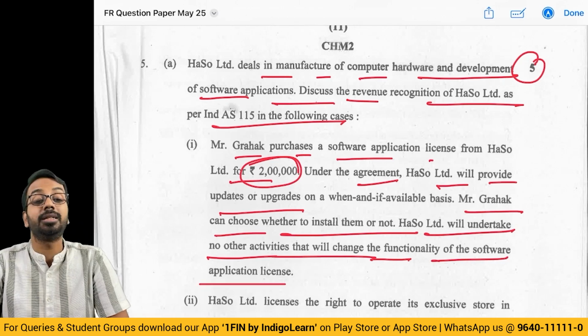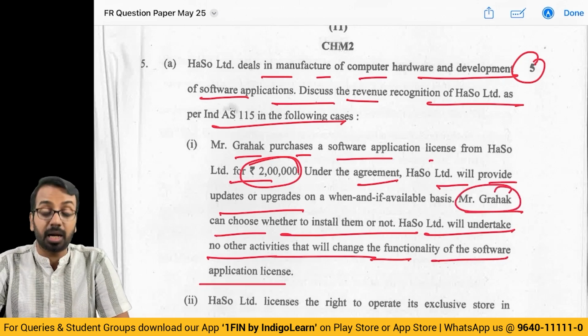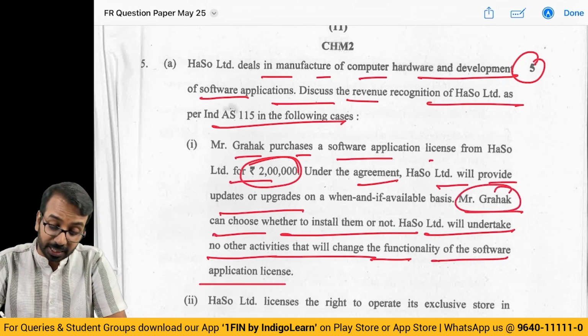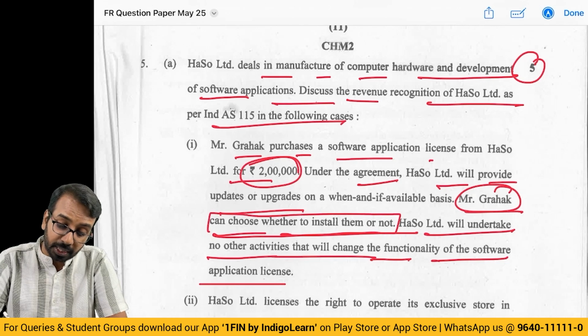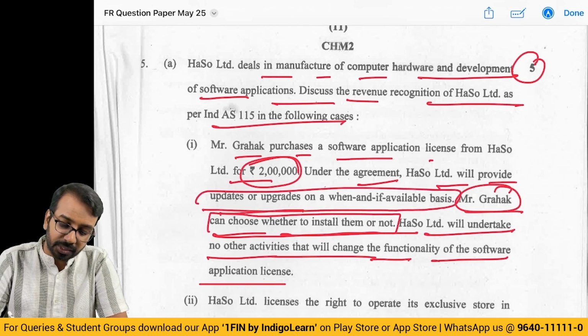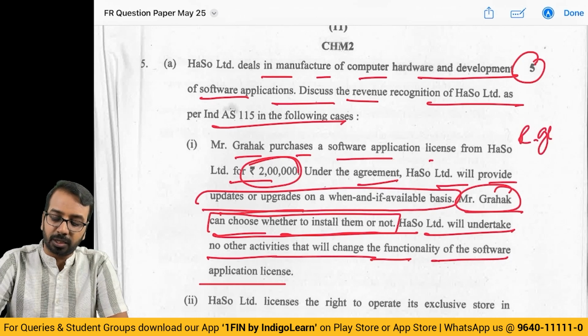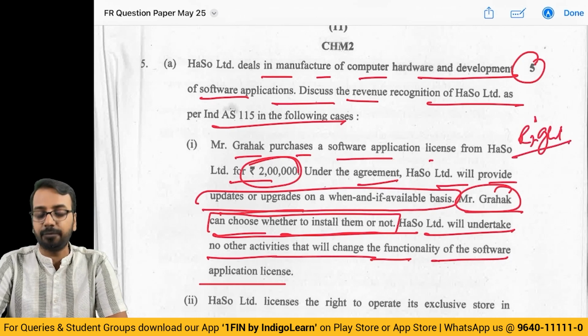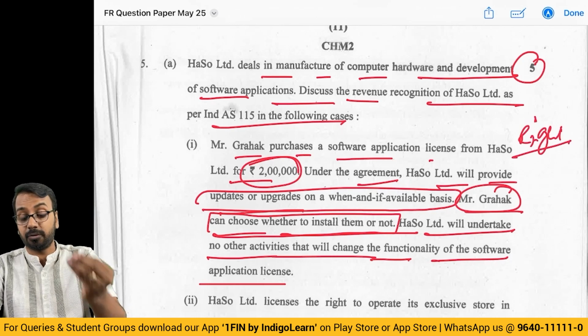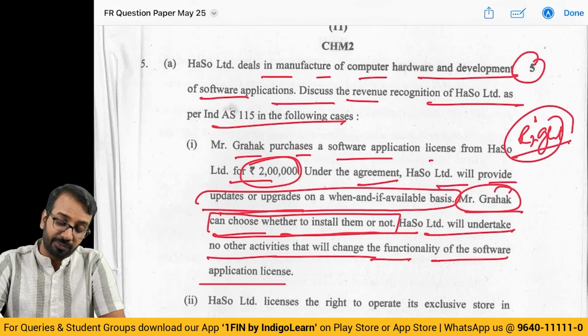So here there is no expectation from Mr. Grahak that you have to give them updates, because they can choose whether to install them or not, as and when, on an if-available basis. So there is no continuous update also happening. So here it is more like a right to use as per Ind AS 115, the intellectual property right of use category, and the sale will be recognized immediately.